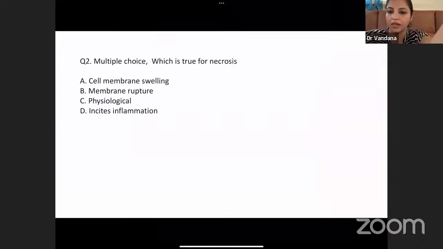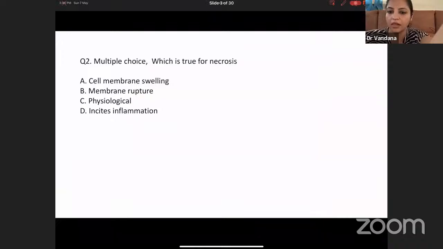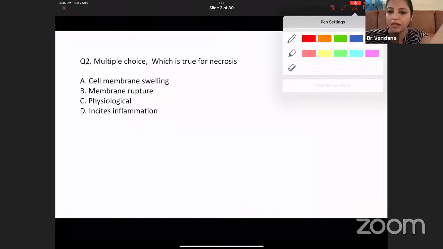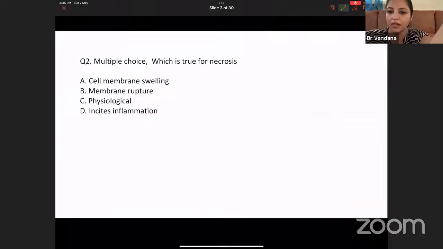Right. So coming to question number 2, which is true for necrosis. All of you know, whenever we are talking about what is true for necrosis, what happens in necrosis is that cell membrane swelling occurs, the membrane ruptures, and it incites inflammation. So that's true.